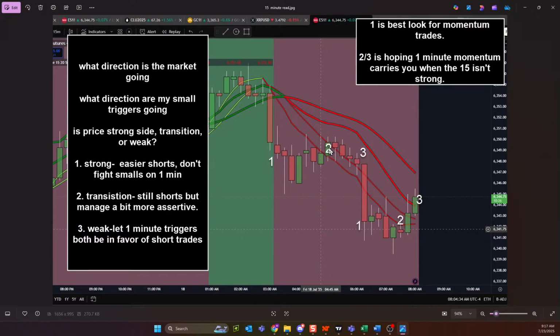Once the trigger lines or the price bars work their way inside, you'll look at wherever price is printing. Once it's inside of those triggers, this is a transition. You're still looking for short trades because everything says down, but you may have to manage a little more assertively. And then once you get to the weak side of those triggers, guys, you're still looking for shorts, but you really want to look for maybe pullback to mid bands, a little more conservative, nothing in the way, manage a little more kind of trades.